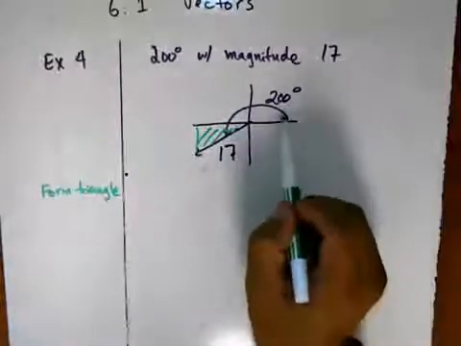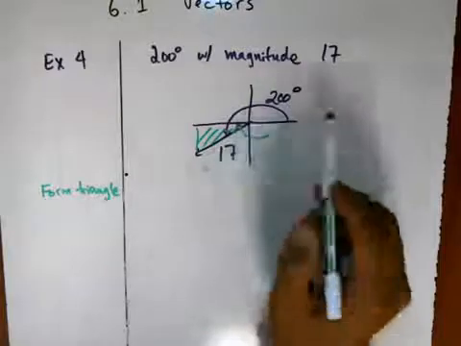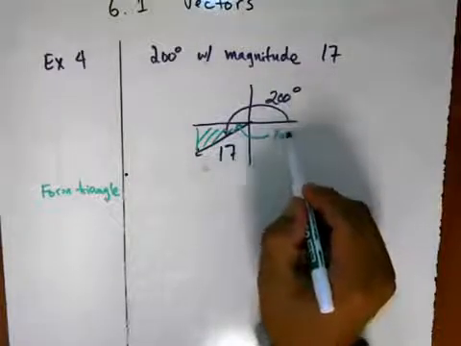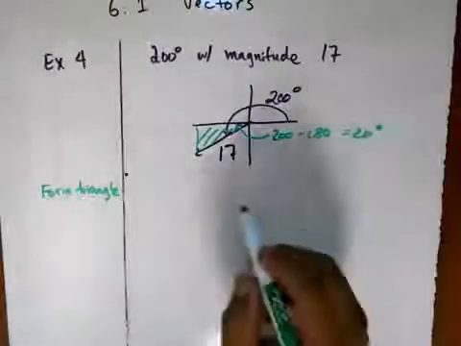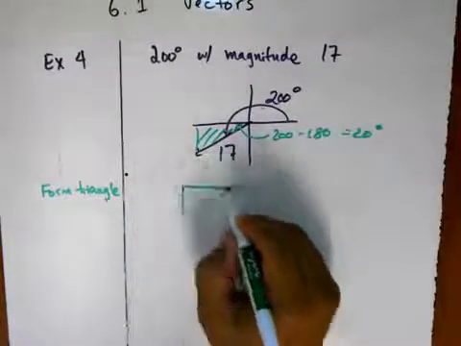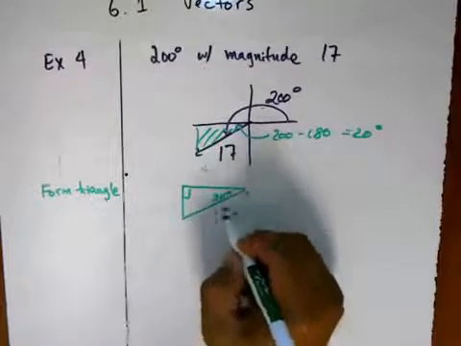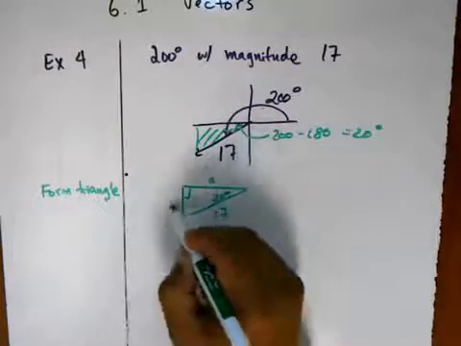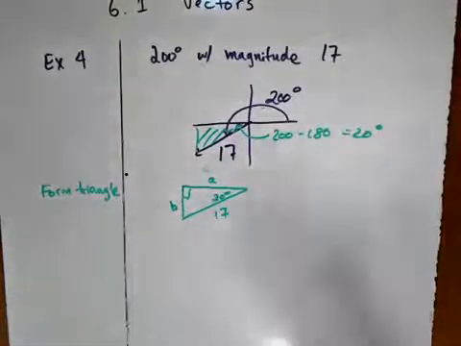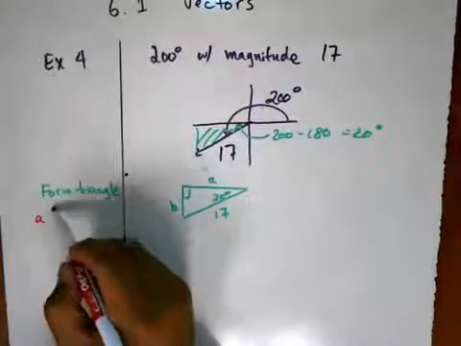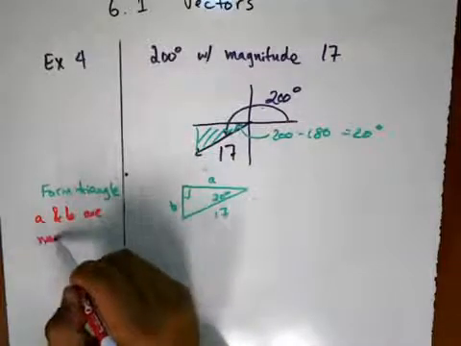Now I know that if the whole rotation up to this point is 200 degrees, then the angle in here, that little angle right there, has to be 200 minus 180, which is 20 degrees. So I can redraw this triangle so it looks a little bit less cluttered. This is 20 degrees, this is 17. I'm looking for A and B. And keep in mind that in this picture, because it is in the third quadrant, A and B are negative.